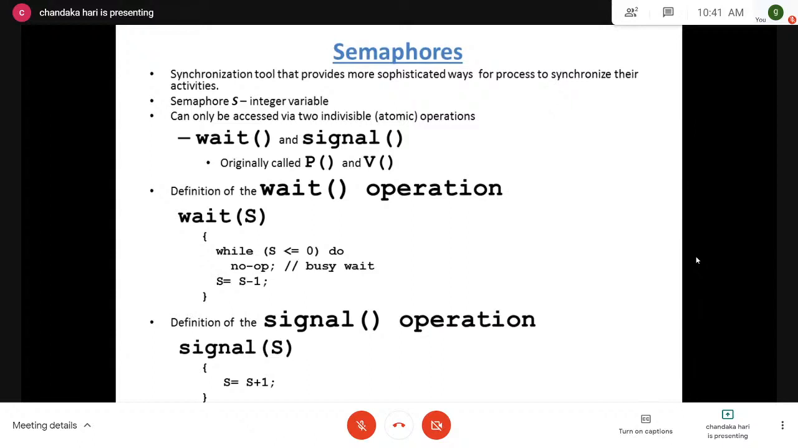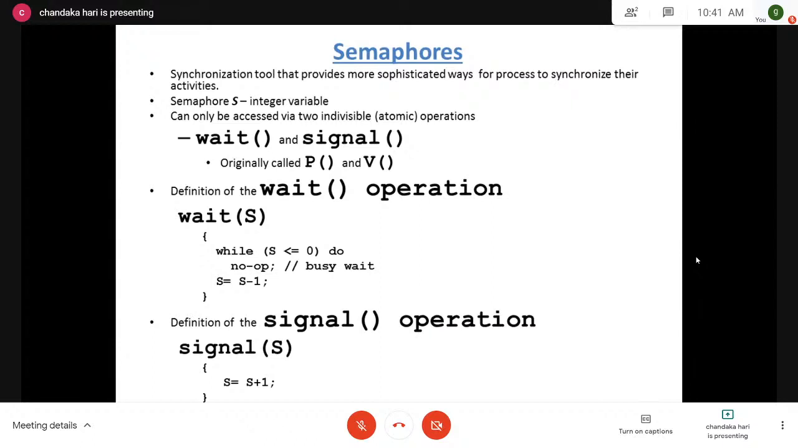Suppose the process has successfully completed its operation, then it issues a system call called signal. So what is that signal? Now the semaphore value is 0, 0 plus 1 is 1. 1 indicates that the resource is now idle, and anyone can use it. This is the simple logic of how they have been implemented.